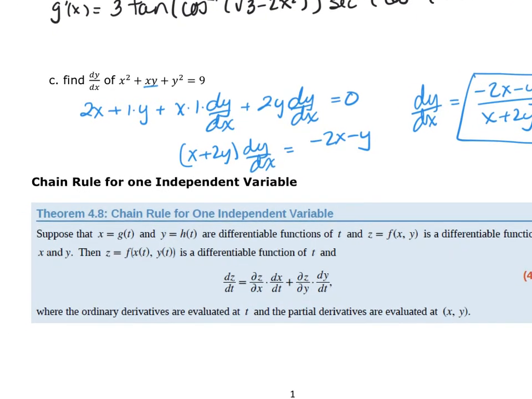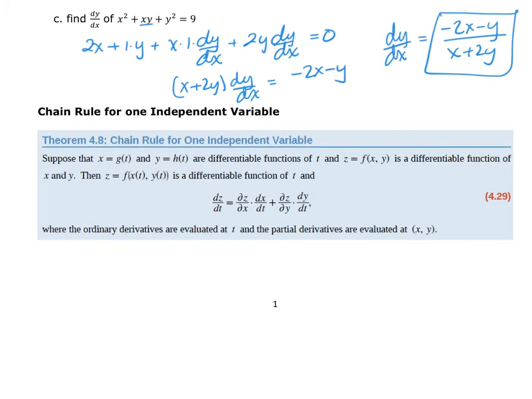So let's take a look at the chain rule for one independent variable. Now suppose we've got x is equal to a function in terms of t, and y is a function in terms of t. Then z, which is f of x, y, is going to be the same thing as z is equal to f of x of t and y of t. Then the derivative dz dt is going to be the partial derivative of z with respect to x and x with respect to t. And of course, the partial derivative of z with respect to y, and then y with respect to t.